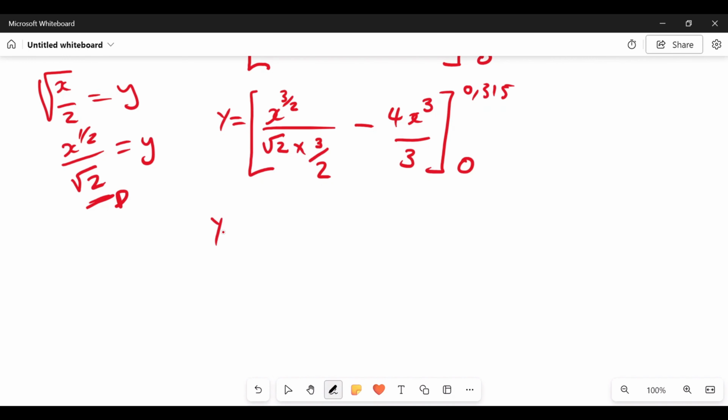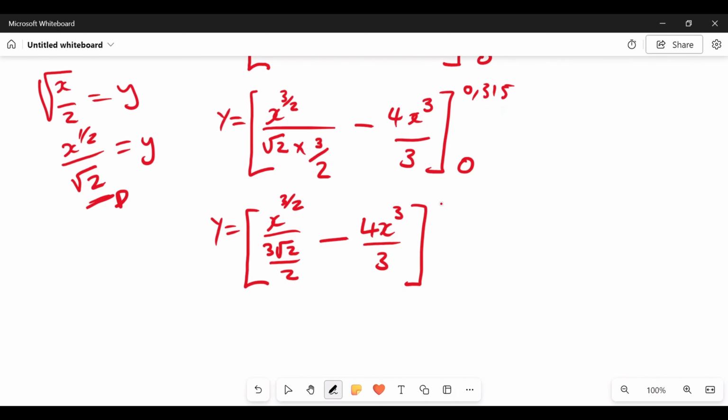So y is equal to x to the power of 3 over 2 over root 2 multiplied by 3. We're going to have 3 root 2 over 2 minus 4x to the power of 3 over 3. And let's not forget the upper limit 0.315 and 0. Right, so let's simplify the first term here.